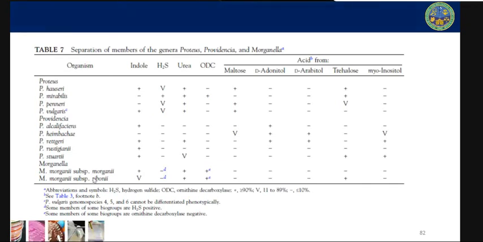Okay, now for Providencia, Morganella, and Proteus, you have variation in differentiation, making use of this type of panel. But again, adonitol is not so common. We have maltose, arabinose, but not arabitol, trehalose, and inositol present in our institution.